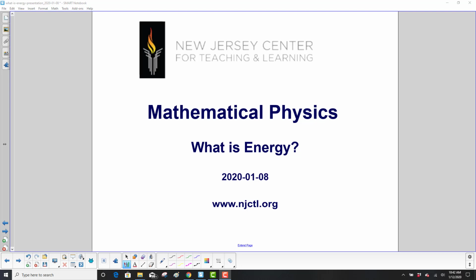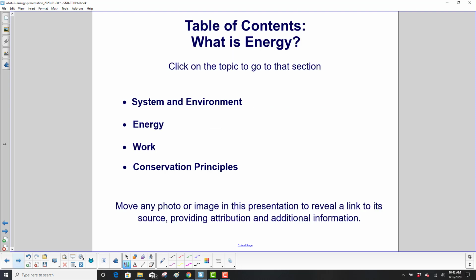Mathematical physics. What is energy? We're going to start by talking about system and environment. That helps us work energy principles and problems. We then will try and define energy. Very tough to define that. And then work, which is how we change energy. And then finally, we'll talk about some applicable conservation principles.